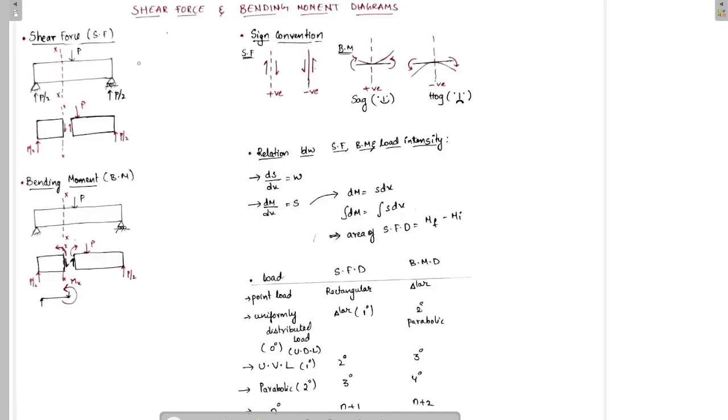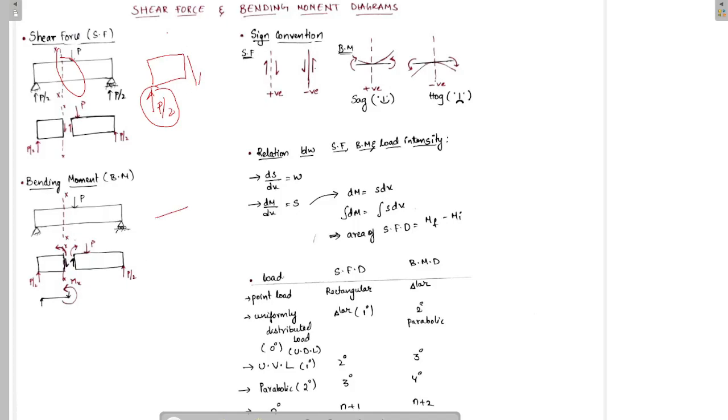Now, let's know the definition of shear force and bending moment in brief. If we consider a beam, if shear force at this particular section XX is asked, if we take this part of the beam, there is a reaction force P by 2 acting in upward direction. In order to compensate this reaction force, there must be some internal force acting in downward direction. This is nothing but the shear force at that particular section.